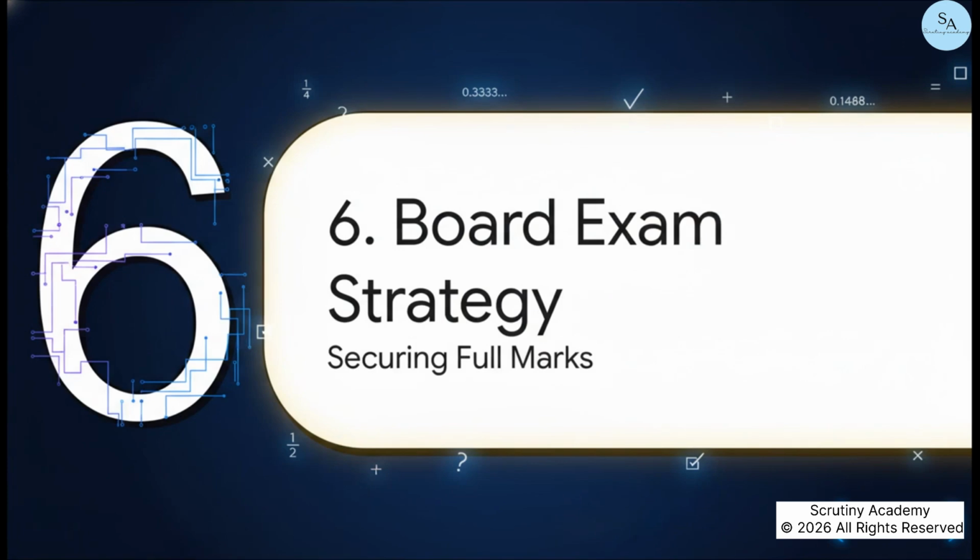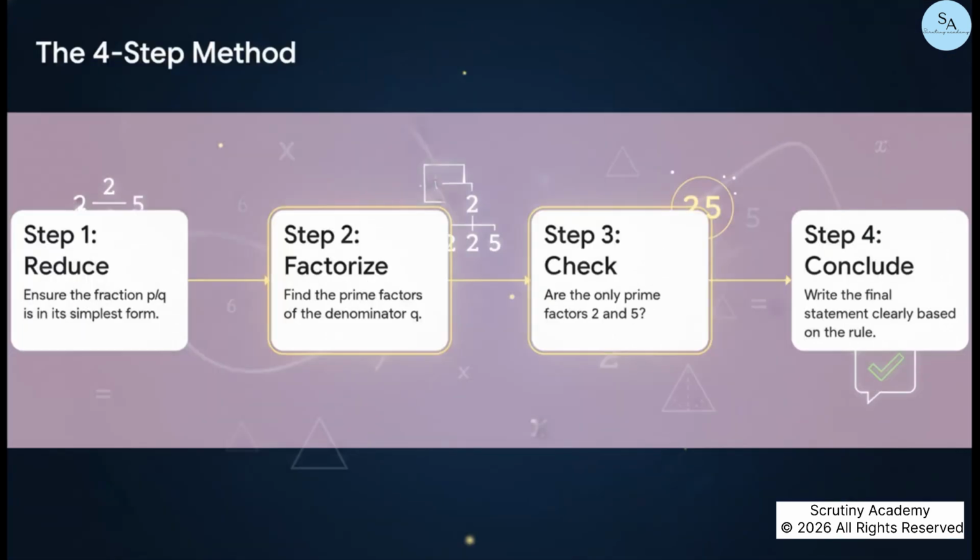All right, this is it, the final and most important section. Let's combine everything we've just learned into a clear, 4-step strategy that will guarantee you get full marks on this question every single time. Here is your foolproof method. Step 1. Reduce the fraction. This is the most important first step. You can't skip it.